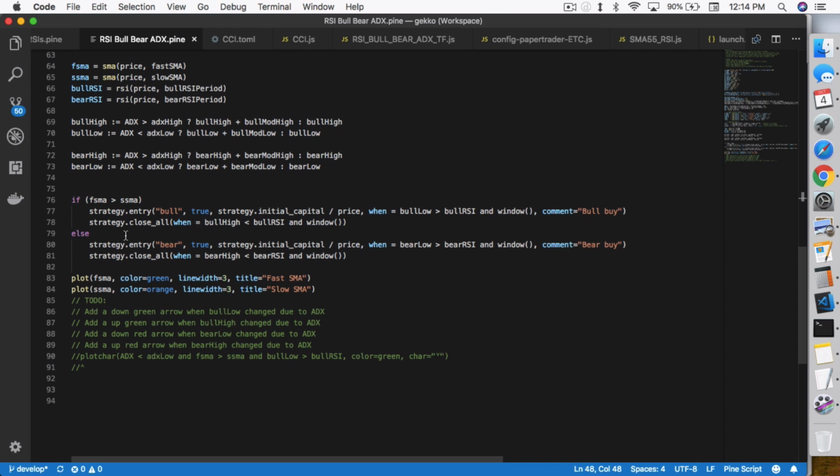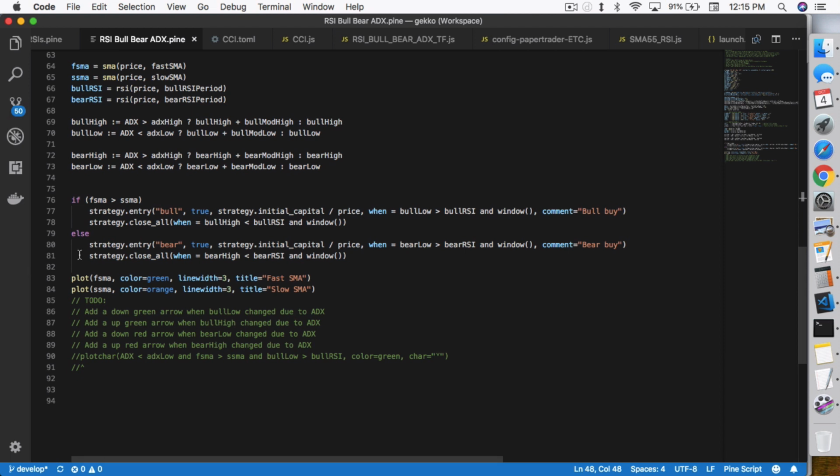Similarly, it will close out all positions because again, Gekko is an all or nothing trading bot. So when it exits, it exits completely. It doesn't exit partially. So what we're using is strategy.close_all, and it will just exit out completely. And when it does is when the bull high is less than the bull RSI. So I think the bull high is 80. If the bull high is 80, but then the bull RSI is greater than 80, that's when it sells. And it also has to do this within the time frame that we specified.